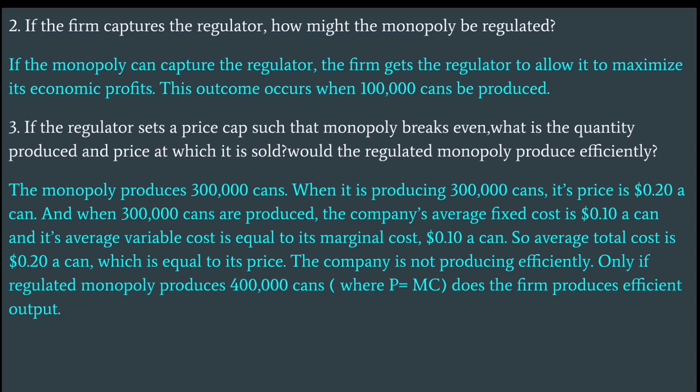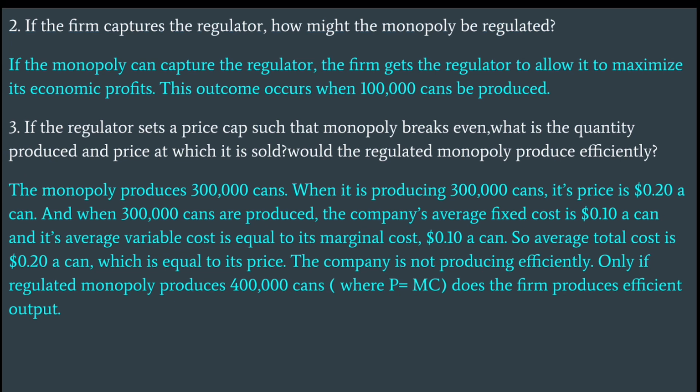If the firm captures the regulator, how might the monopoly be regulated? If the monopoly can capture the regulator, the firm gets the regulator to allow it to maximize its economic profit. This outcome occurs when 100,000 cans are produced. If the regulator sets a price cap such that the monopoly breaks even, what is the quantity produced and the price at which it is sold? Would the regulated monopoly produce efficiently?